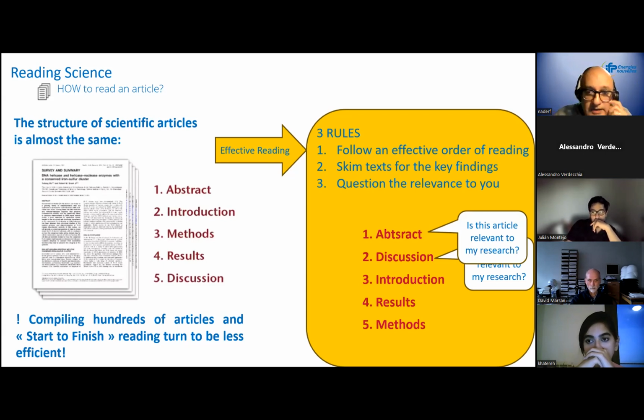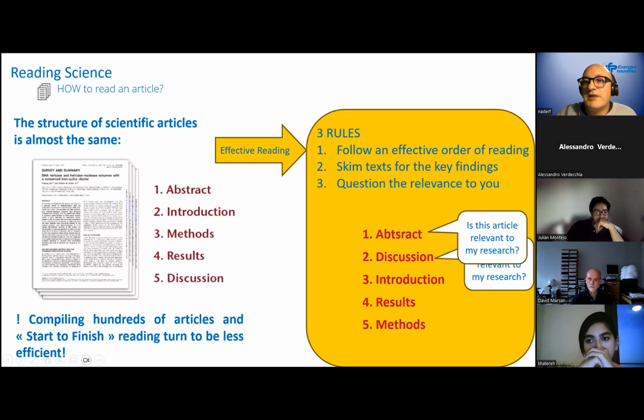Now, if you are interested only in the methods, why not go directly to the methods, right? So you have to make it on your own. You have to make a sort of rules for how you want to read, and try to get the cream of the paper in terms of findings, but always question what is relevant to you.